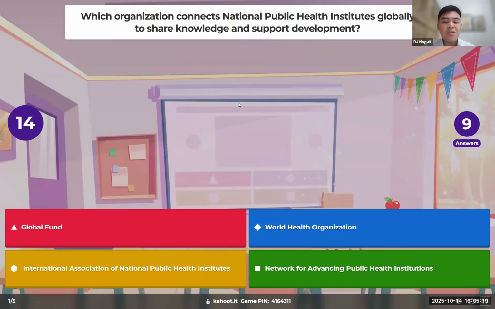Is it red, the Global Fund? Is it blue, the World Health Organization? Is it green, the Network for Advancing Public Health Institutions? Or yellow, the National Association of National Public Health?